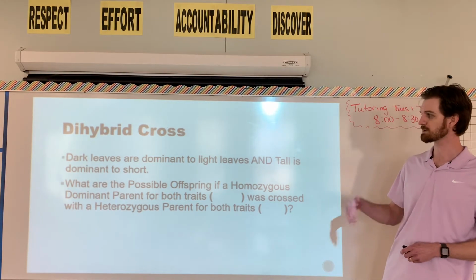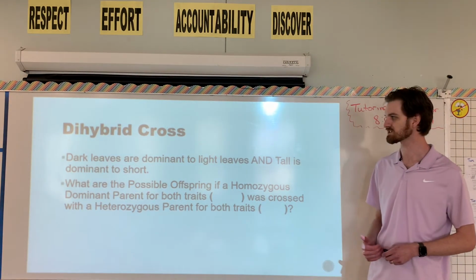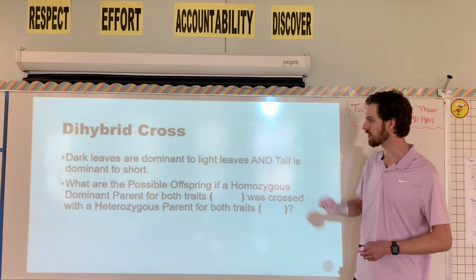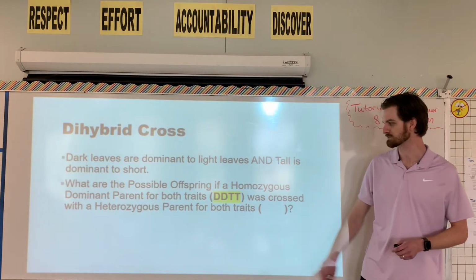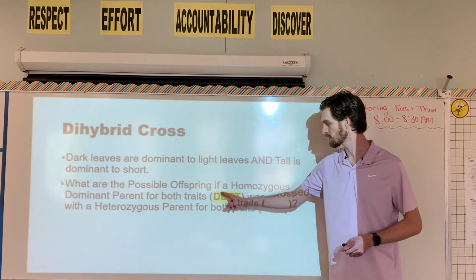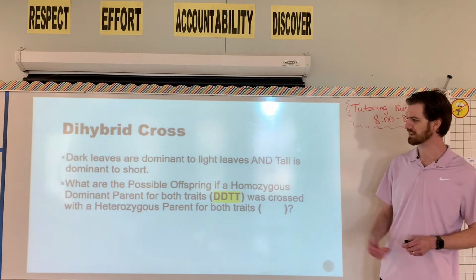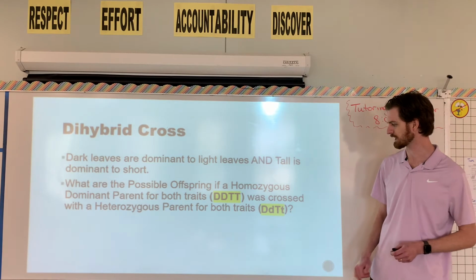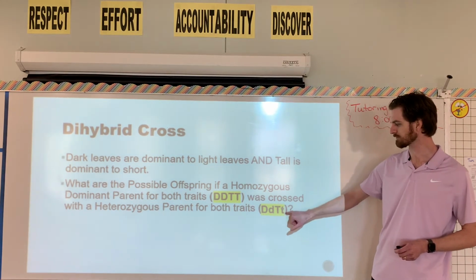So homozygous dominant means that it's going to be two capital letters, right? Dominant meaning capital and homozygous meaning same. So I have dark leaves as dominant, so I'm going to have two capital letters for that one, and tall as dominant, so two capital letters for that. So this homozygous dominant parent for both traits is going to be capital D and capital T, because they're dominant for tall, and dominant for dark leaves here. Now, if I'm crossing that with a heterozygous parent for both traits, then that's going to be one capital and one lowercase for each of the following combinations. I'm going to have one capital allele for dark, one lowercase, and one capital allele for tall, and one lowercase as well.